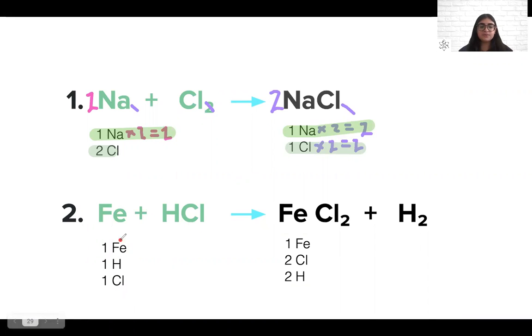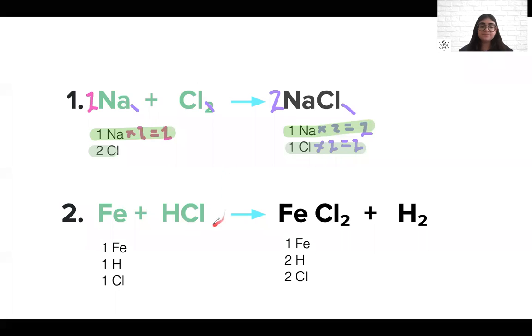All right, we have 1 iron, 1 iron. Okay, that's good. Oh, here it seems I switched the order a little bit, but that's okay. That's 2 hydrogens and 2 chlorides. All right, but here we start running into an issue because we have 1 hydrogen and 2 hydrogens over here, so they don't match up. And then here we have 1 chloride and here we have 2 chlorides, so again, that doesn't match up.